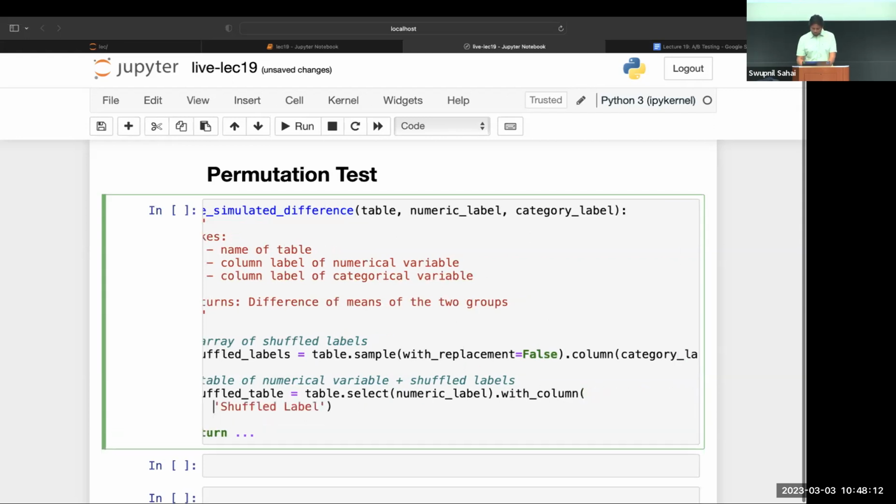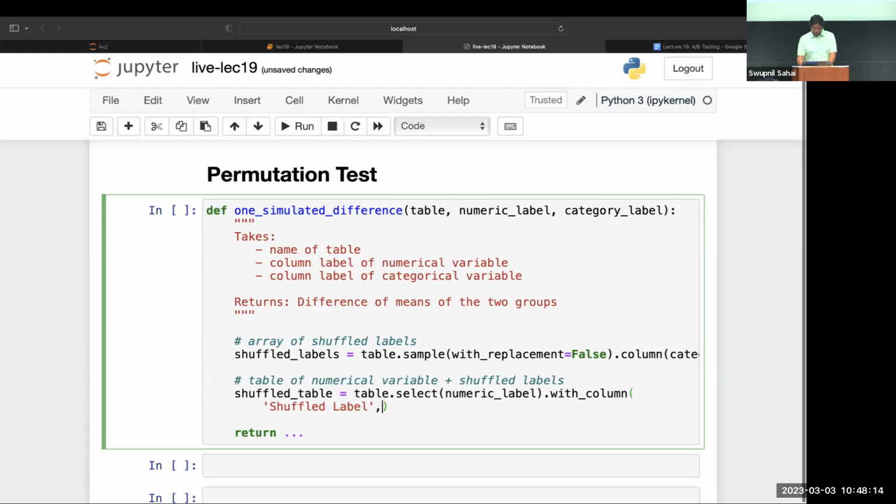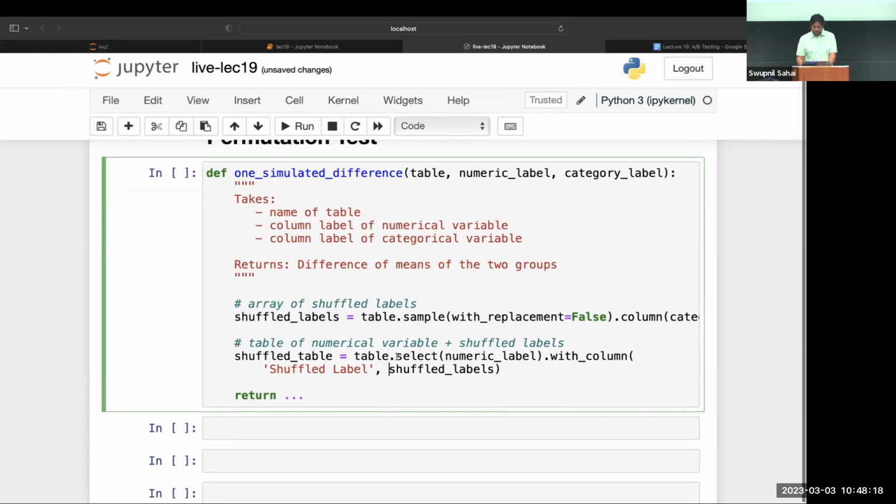Sorry, let me do this on multiple lines here. It's going to have these shuffled labels. So here I'm constructing, again, a new table that has original numeric data plus shuffled categories. Then finally, the last step is to calculate the test statistic from that simulated data. At this point, we've created a simulated data set at this line. Now we just have to calculate a test statistic from it. We can do a difference of means, pass in our table, and then the test statistic is returned to us at the very end.